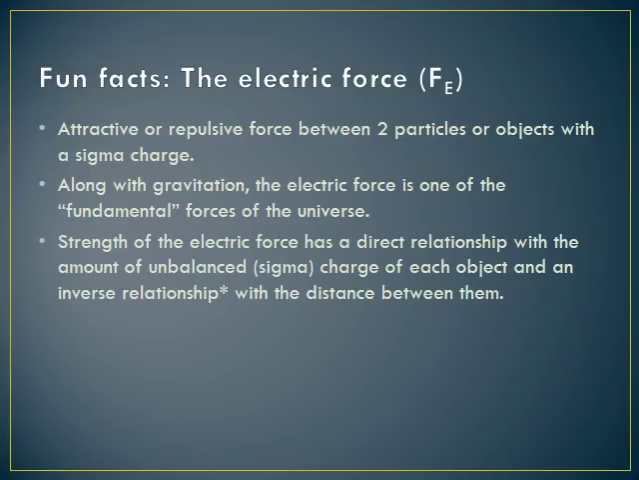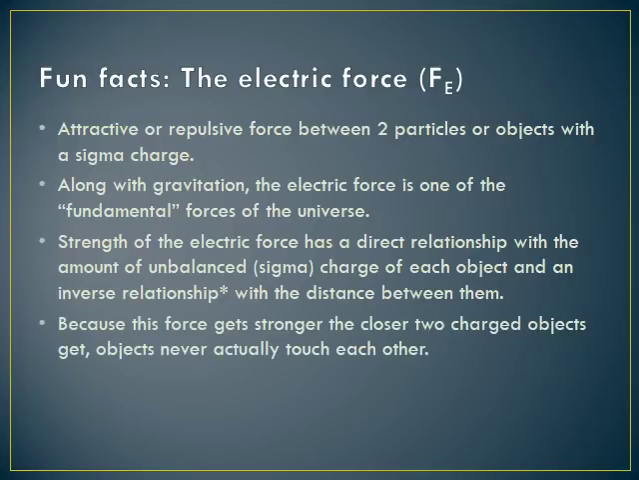The strength of this electric force has a direct relationship with how unbalanced the charges are. So the more unbalanced the charges are on an object, the stronger that force is going to be. And there's also an inverse relationship with the distance between the two objects. So the closer that the objects are, the stronger they're going to be attracting or repelling. There's a little asterisk there because it's actually a special kind of inverse. It's called inverse squared. I don't want to make that a big deal in this class, but it basically means that the distance is a big deal.